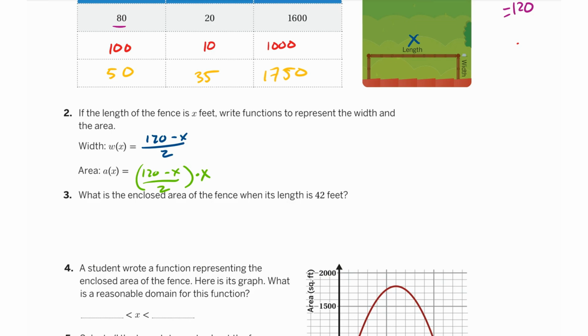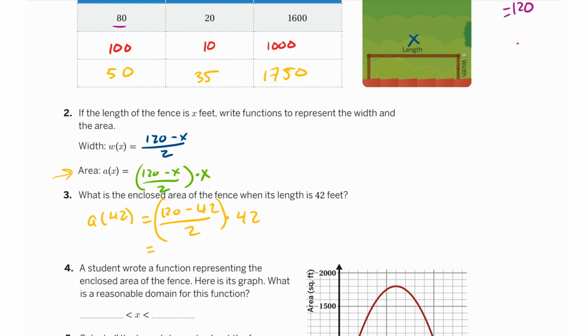For number 3, what is the enclosed area of the fence when its length is 42 feet? So when we're doing this one, we have an equation here that represents the area, so let's go ahead and just plug that in. So we have A of, in this case, 42, because I'm plugging in 42 feet: 120 minus 42 over 2 times 42. And now when I simplify this, 120 minus 42 is 78.